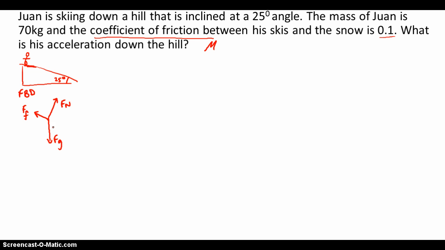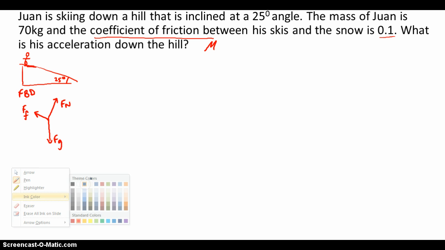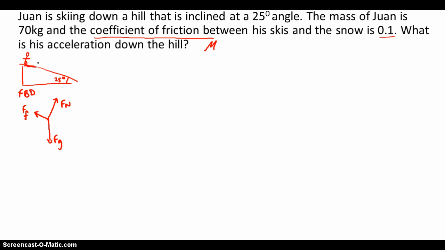Now, for this type of problem, it's always easiest to make our coordinate system, which is our x and y directions, in the same direction as the acceleration. So Juan is accelerating in this direction down the hill. So let's make our coordinate system y and x so that our x is in the same direction as the acceleration. We'll see when this is useful in a couple steps from now.